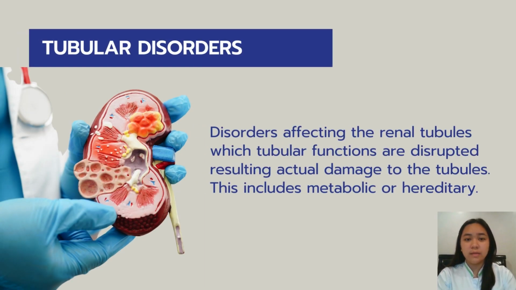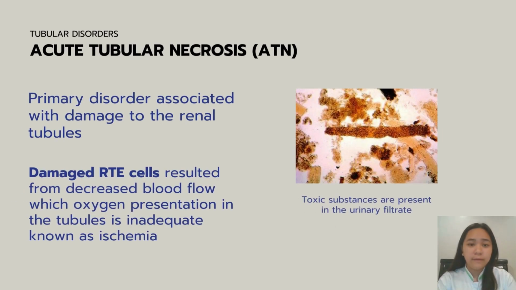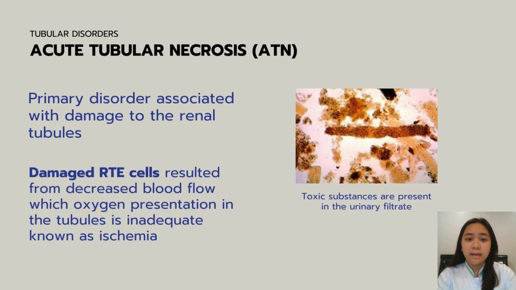Next is the tubular disorders. These disorders affect the renal tubules, where tubular functions are disrupted, resulting in actual damage to the tubules. So, nakukuha natin ang mga disorders na to through metabolic or hereditary. Then we have ATN. ATN is a primary disorder associated with damage to the renal tubules.